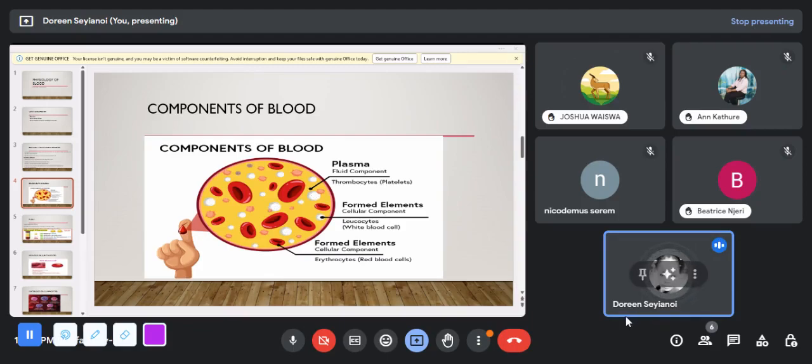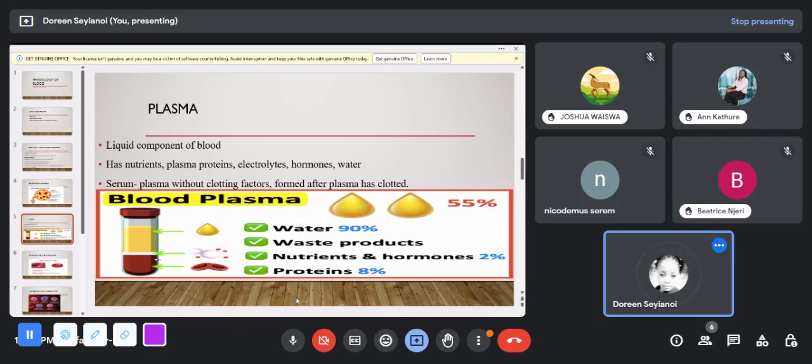That is enough. Yeah, we have the fluid component, which is the plasma, and also the formed elements of blood, which include the white blood cells, the red blood cells, and the platelets. So plasma is the liquid component of blood. It has nutrients, plasma proteins, electrolytes, hormones, water. And then serum is plasma without clotting factors. It is normally formed after plasma has clotted.